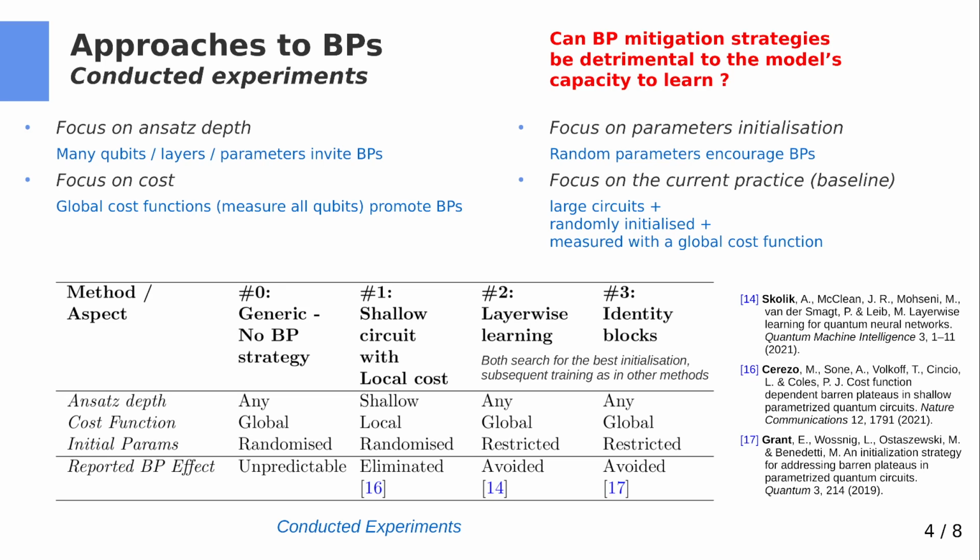We mix and match those focus areas, and we develop 4 groups of experiments: no strategy, shallow circuits with local cost, and 2 strategies of initializing the circuits, the so-called layer-wise learning and identity blocks. Our question is whether or not the barren plateau mitigation strategies could be detrimental to the model's capacity to learn. Can they harm the model?